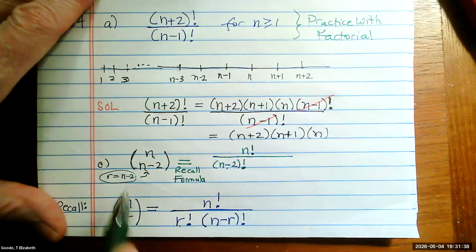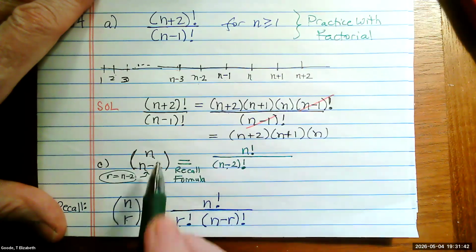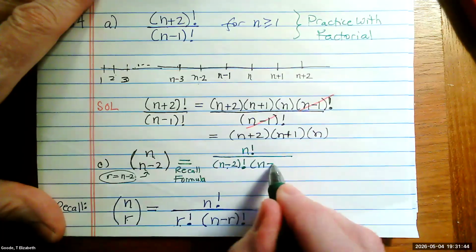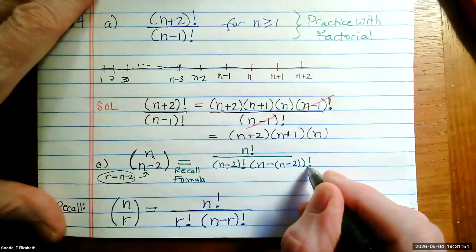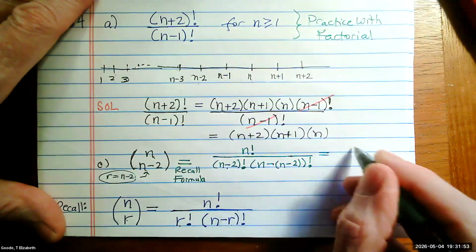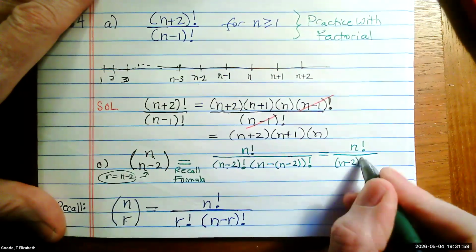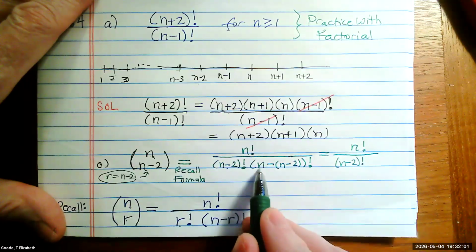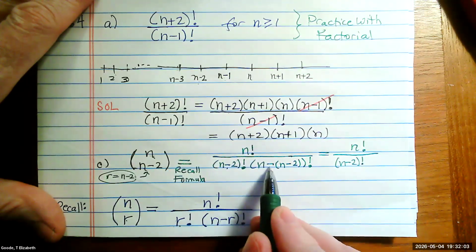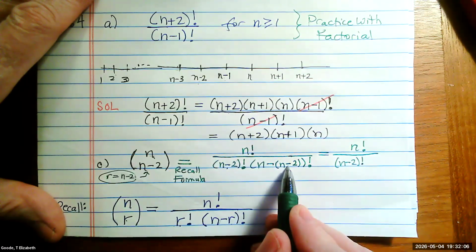Right? And then we need n minus r factorial. So it's n minus the quantity n minus 2 factorial. It's n factorial on top, and on the bottom n minus 2 factorial. And then what is this? n minus n, and then minus negative 2.